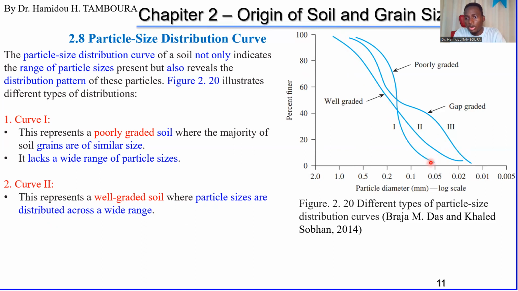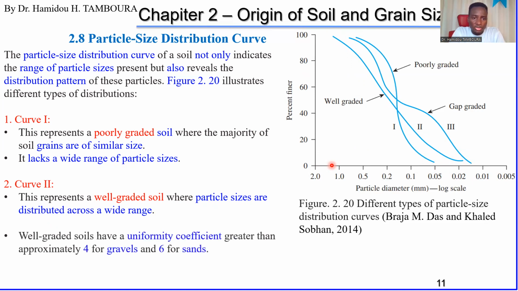And from here is the bottom one also. The previous one, number one, is stopping here, while this one is going up to here. So it's covering a wide range of particle sizes. Okay, so we call this type of curve well-graded soil.